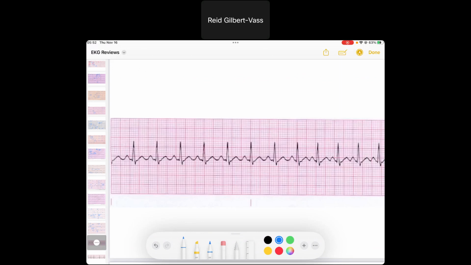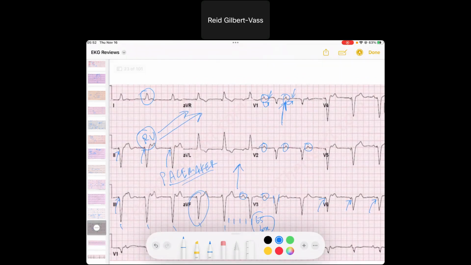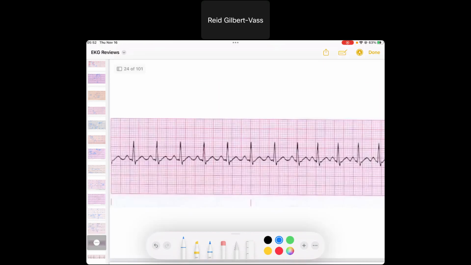Why would they have a pacemaker? Well, there's probably an AV block, and obviously because his P waves are not conducting to a QRS, you can infer that he's got a third degree AV block or a very high degree AV block. So that's pacemaker rhythm.